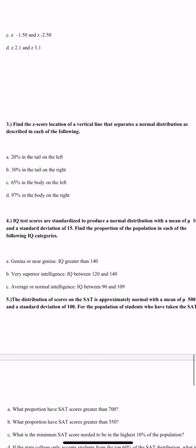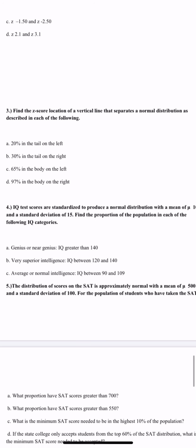97% in the body on the right. So if 97% of the body is on the right, that means that this z-score is falling on the left. So you know it's going to be a negative. So you look for which z-score is closest to 0.9700, which is the proportion of 97%. And that comes out to a z-score of 1.88. And since 97% of the body is on the right, it will be a negative 1.88.